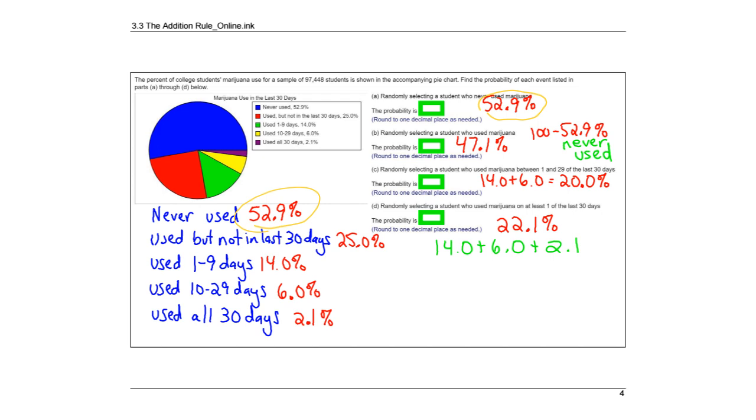The question in B doesn't say anything about how many days or when. It just says people who used it. So you can either add up the other four pieces of the pie, or you can use the complement, right, and take 100% minus the 52.9% that never used. So either way, you're going to get 47.1% here.